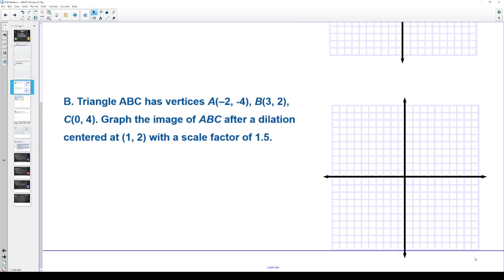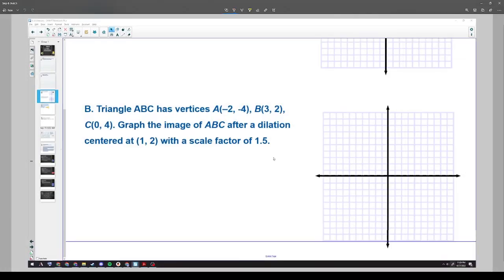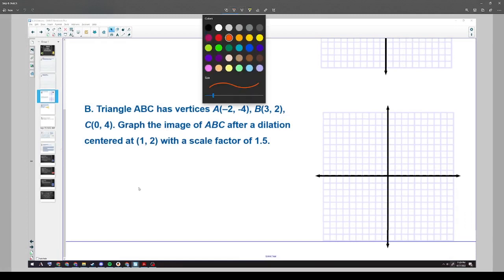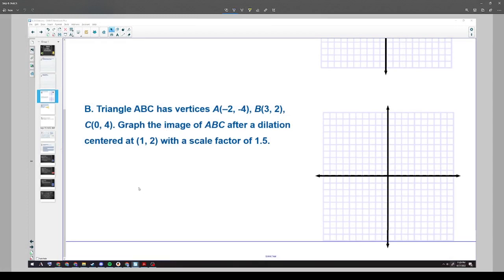Now let's look at something new, where we're going to do a dilation, but the center of dilation is going to be at a point on the coordinate plane that's not the origin. So this time, we're going to start off with triangle ABC. A is at (-2, 1), B is at (3, 2), and C is at (0, 4). So we'll do our best to connect those. Okay, something like that. And we want to do a dilation centered at (1, 2).